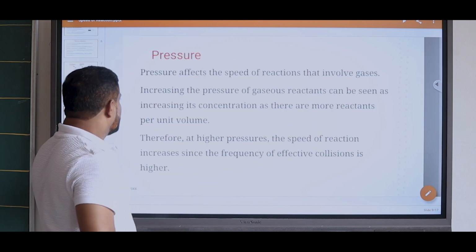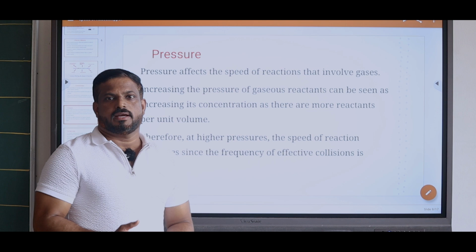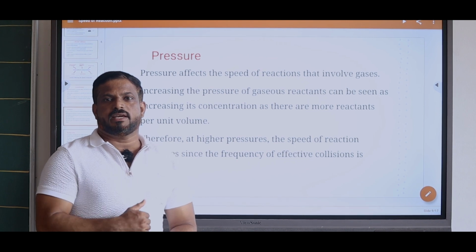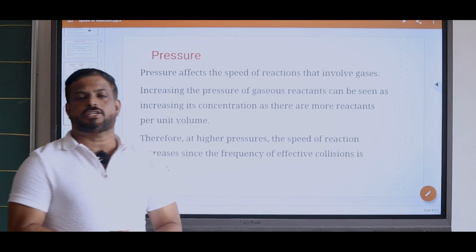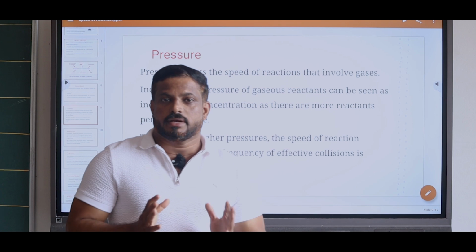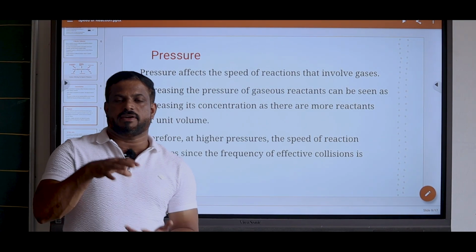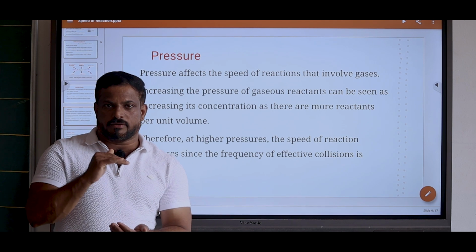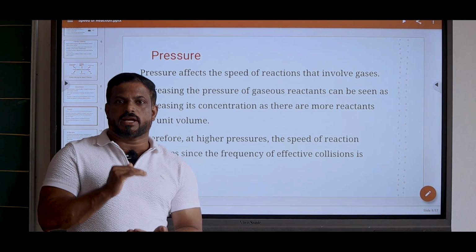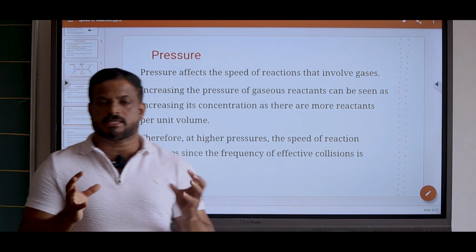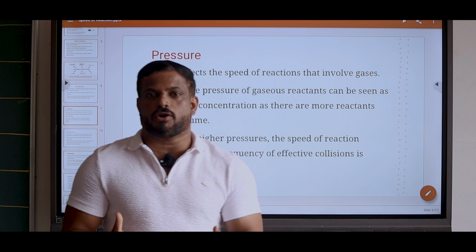Next one, pressure. When we increase the pressure, the rate of reaction also increases. This pressure case is only for gases. For gases, when we increase the pressure, the volume will be reduced. Due to the reduced volume, the particles must collide more rapidly.